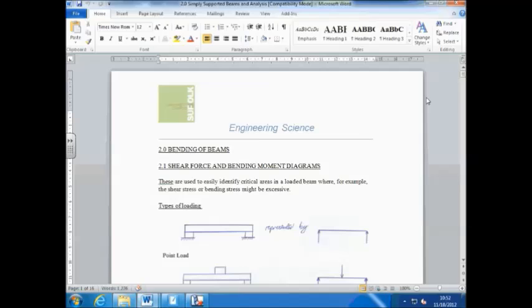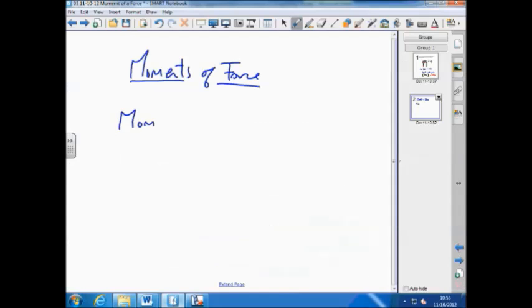Today I'm going to talk about moments, the moment of a force, and how we calculate that. Moments are taken around a pivot. So let's draw an example.